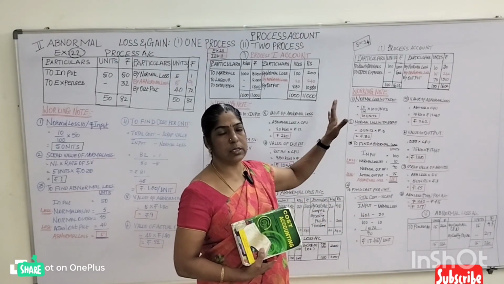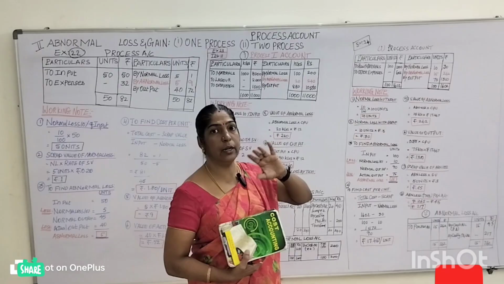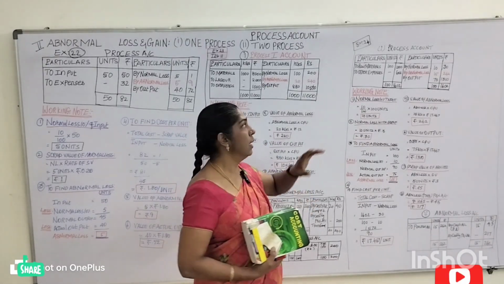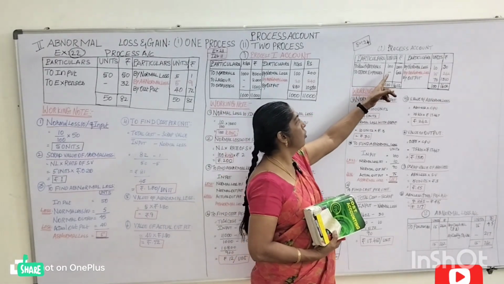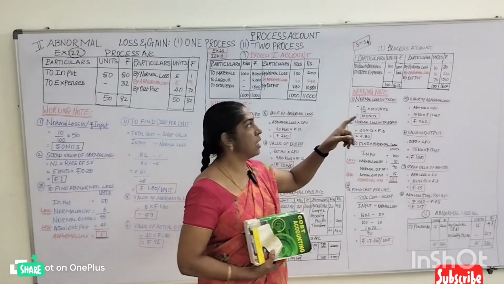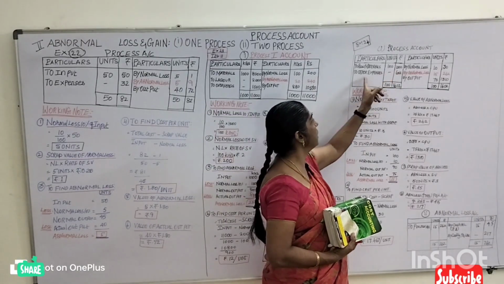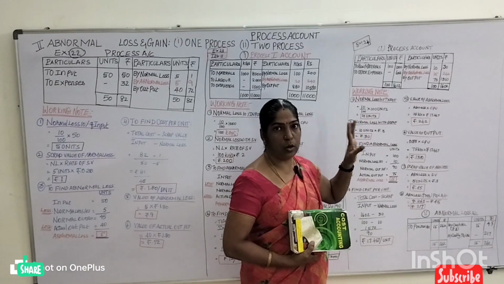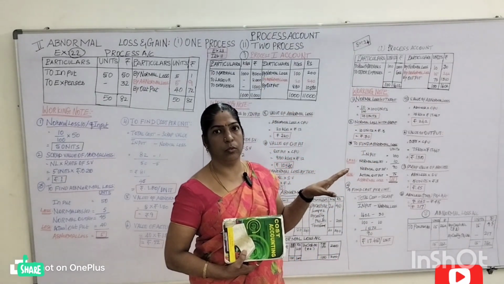So the debit side entry we are going to enter directly from the question, that is input 100 units, manufacturing expenses 1000 rupees, and other expenses 602.